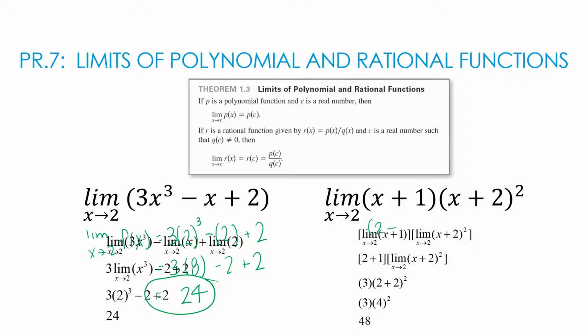For the second one, again, I'm plugging in 2. I'm going to use direct substitution because there's no reason why I shouldn't. So I'll get 2 plus 1, which is 3, and then 2 plus 2, which is 4 squared. You're in calculus, so I know that you know the order of operations. We're going to take 4 squared to get 16. 3 times 16 is 48, and we're all done with that question.